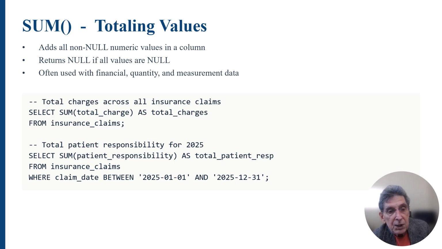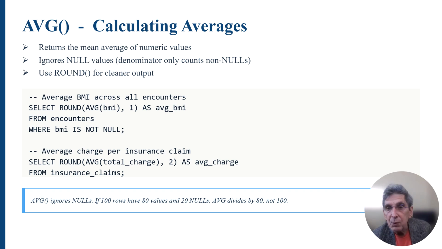It's coming from the insurance claims table, but we only want to select the rows where the claim date is between January 1st of 2025 and December 31st of 2025. So we're going to get all the patient responsibilities for 2025 through these simple 3 lines of code. In healthcare financial analyses, sum is used frequently, especially for revenue cycle management and sometimes for payer mix reporting.